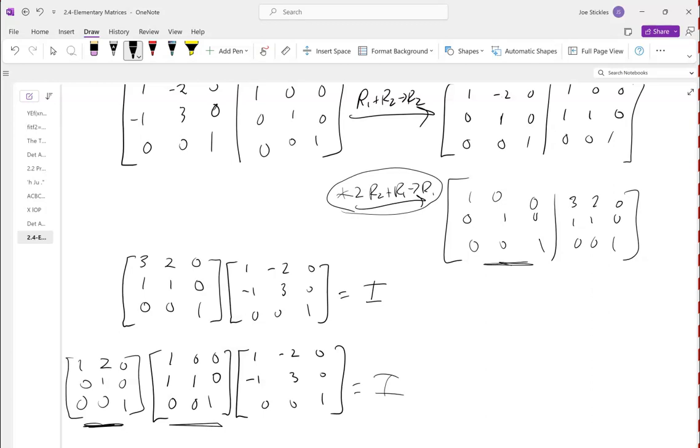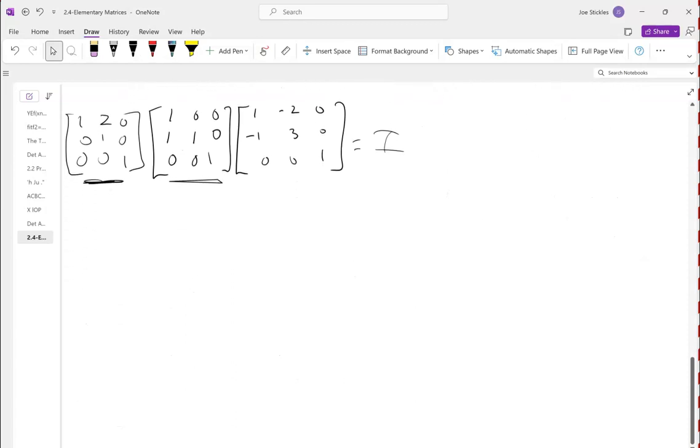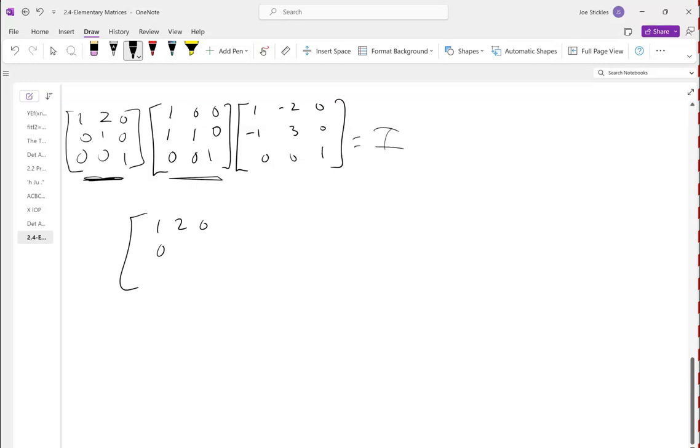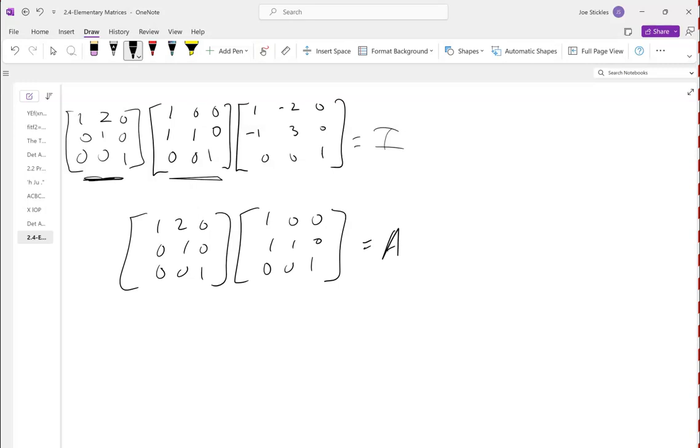So this part right here, when you do 1, 2, 0, 0, 1, 0, 0, 0, 1 times 1, 0, 0, 1, 1, 0, 0, 0, 1, that product has to be, if I call this matrix A, A inverse, right? So now I've got A inverse written as a product of elementary matrices, right? Remember that I started this problem by saying write the original matrix as a product of elementary matrices. Right now I have the inverse written as a product of elementary matrices.